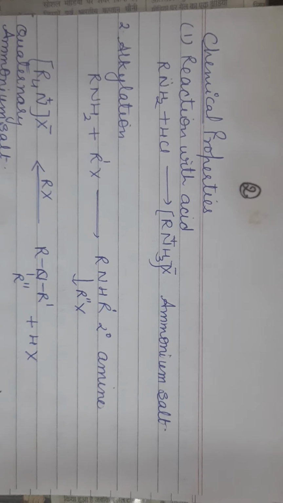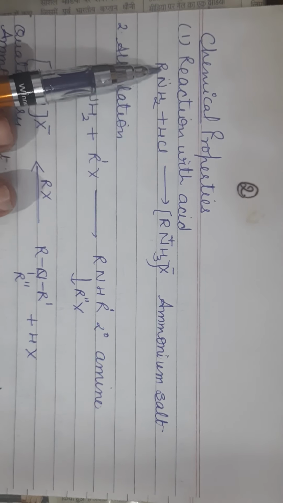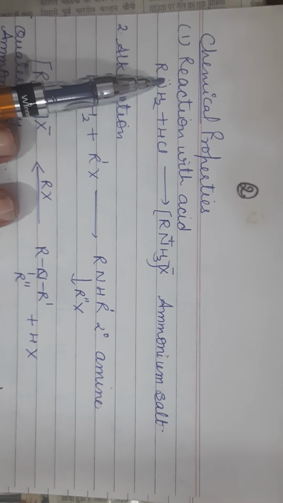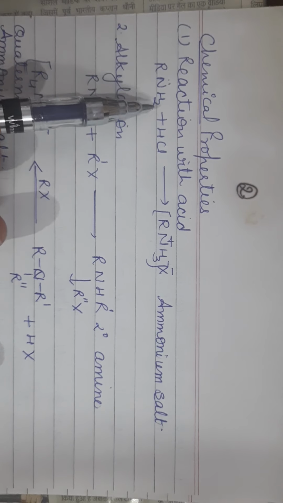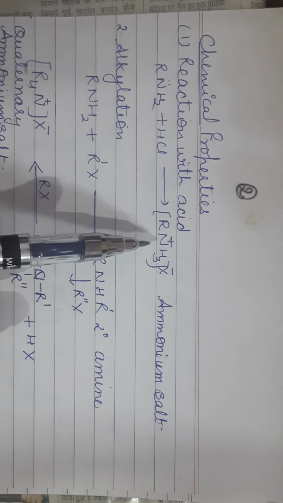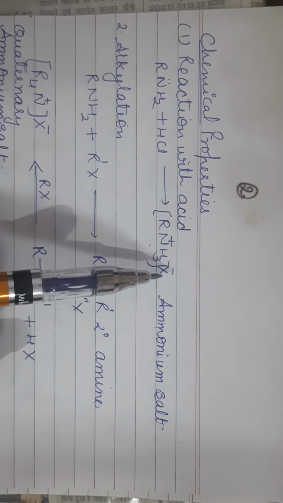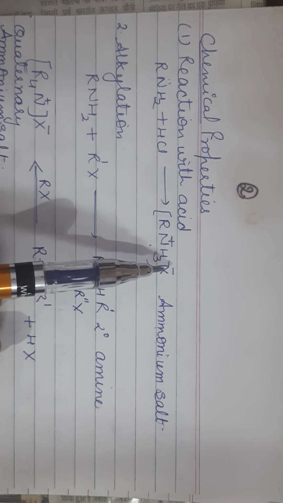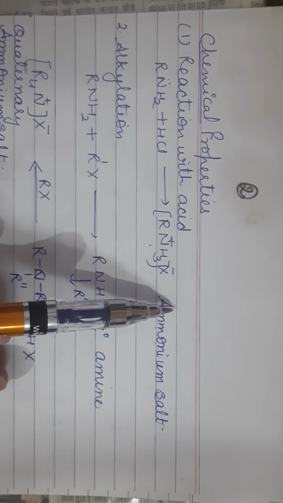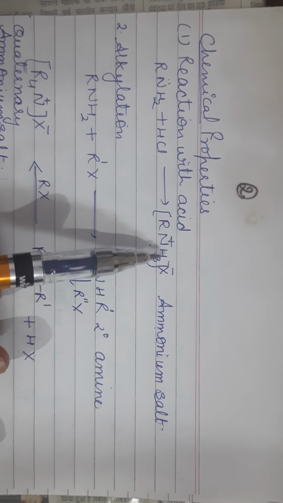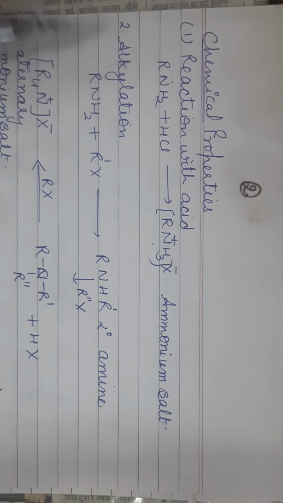As you already know, in amines there is a lone pair of electrons present on nitrogen. Due to this lone pair of electrons, they act as Lewis bases. So they react with acid and form salts, and these salts are called ammonium salts. These salts are ionic in nature. They are volatile, have high melting and boiling points, and are soluble in water due to their polar nature.